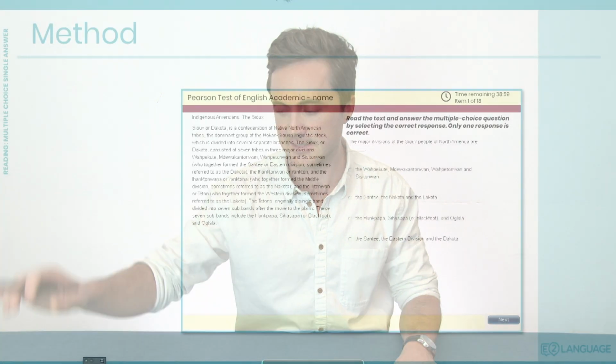All right, let's take a close look at a step-by-step method that's going to make it way easier on your brain to decode all of this information, to understand what you're reading, and most importantly, to find the correct answer.